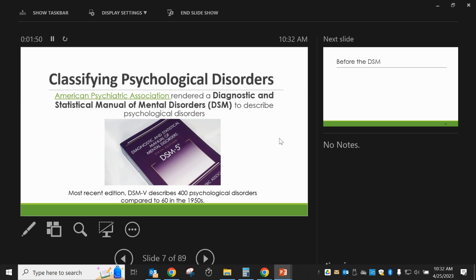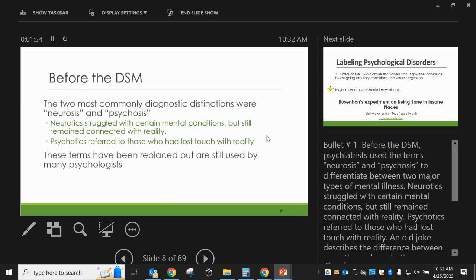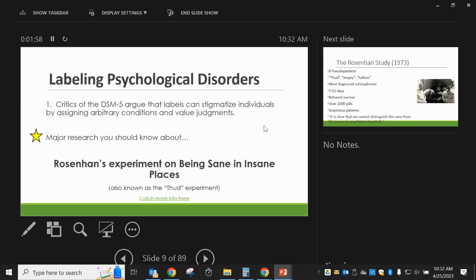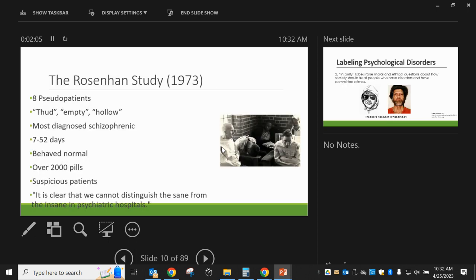We use the DSM-5 to classify psychological disorders. Before the DSM-5, people were often just classified as neurotic and psychotic. The Rosenhan experiment, pretty famous and often shows up on the AP test, also known as the Thud Experiment, because the patients claimed that they kept hearing the word thud, or that they felt empty and hollow inside. So there were 8 pseudo patients who faked their way into a mental hospital. Most of them were diagnosed as schizophrenic.